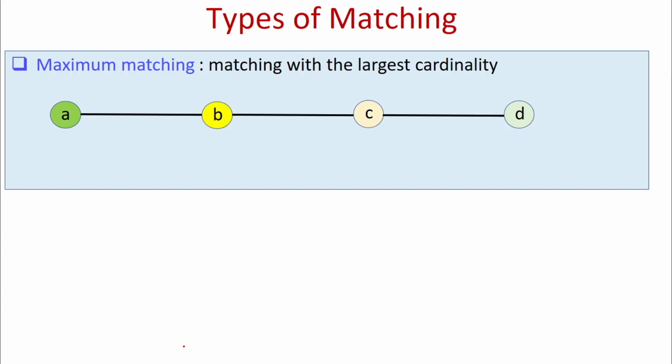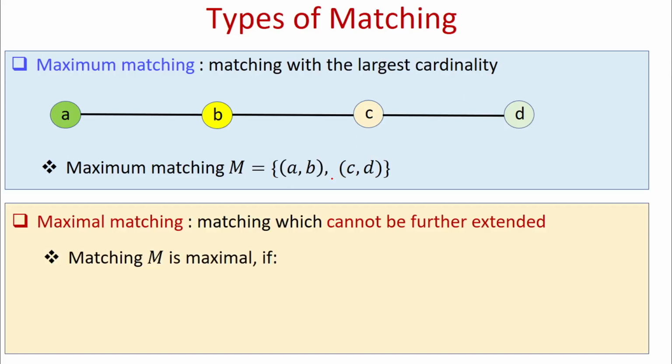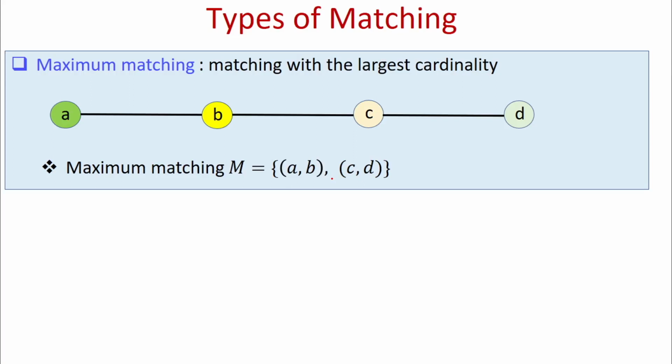So if I take this graph, then the maximum matching here is the collection of edges AB and CD. Its cardinality is 2. Whereas if I take the matching M prime equal to B comma C, then that's not a maximum matching. Why is it not a maximum matching? Because the cardinality of M prime is 1.